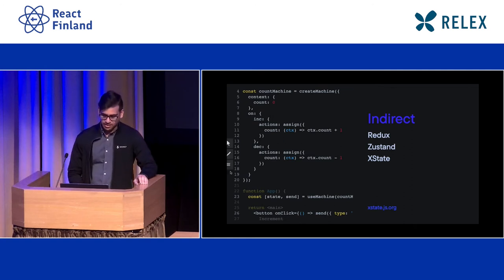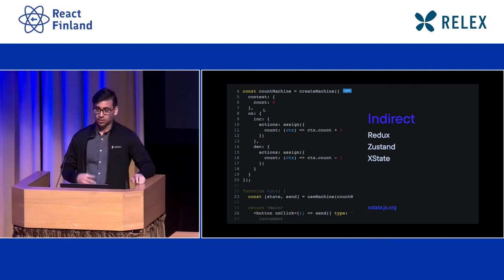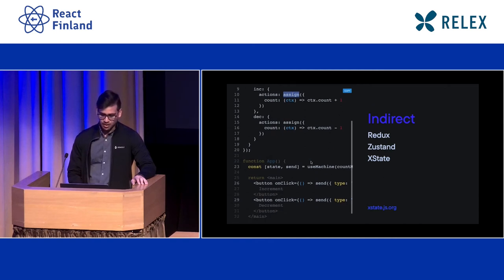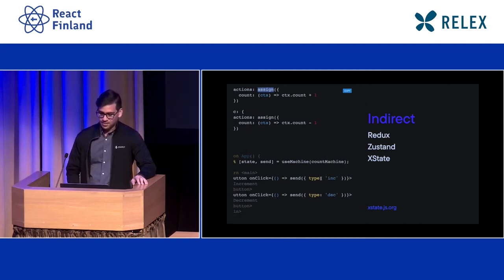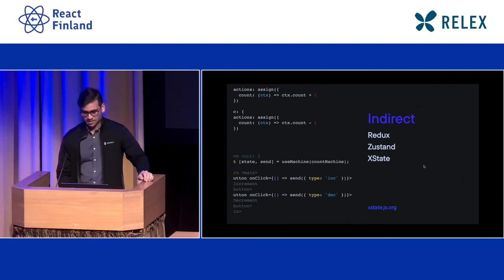With XState, you create this machine definition. And honestly, you don't need to think in finite states and nested states, parallel, whatever. You could use XState pretty much the same as you would use Zustand or Redux, where you have this context with data, and then you have these transitions where you could assign to context. So you could add one, subtract one, and then you basically have the same mechanisms where, just like useReducer and Redux and Zustand, you could indirectly manipulate the state by sending events.